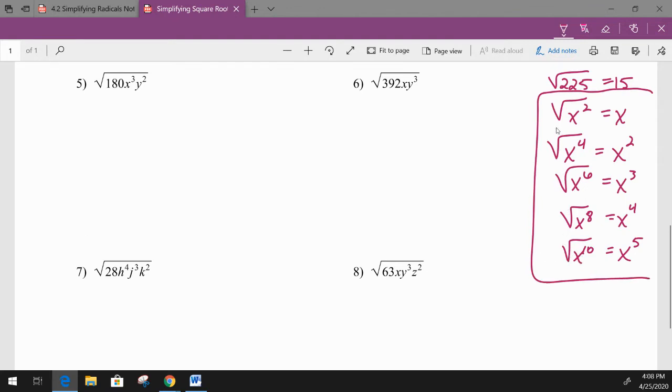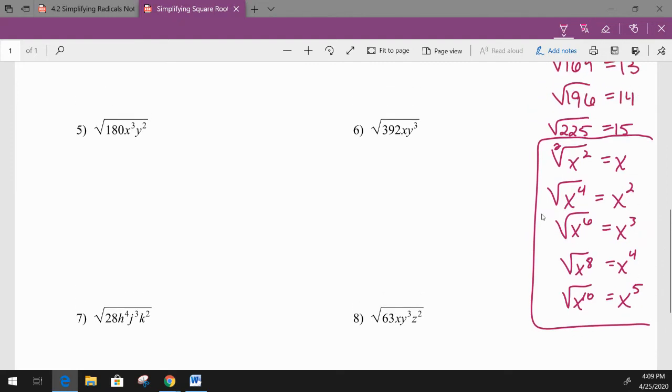Basically, the square root has a root of 2. Even though 2 is the unwritten root, we don't have to write it down. When you take the square root of a variable to an even power, you just divide the power by the root and you get your new exponent.